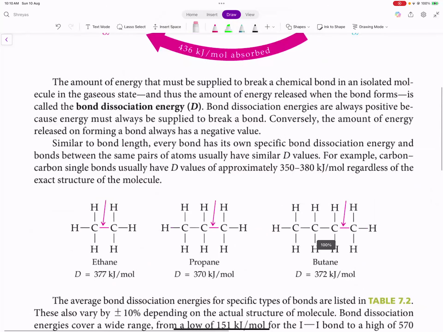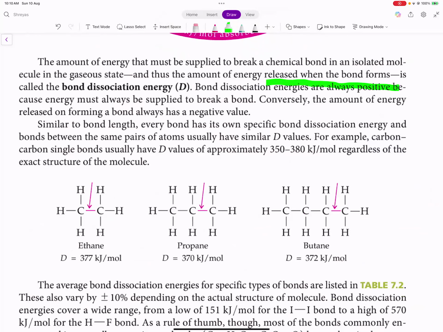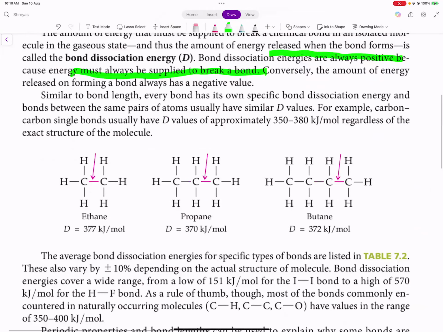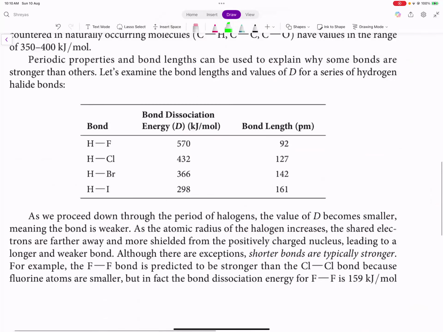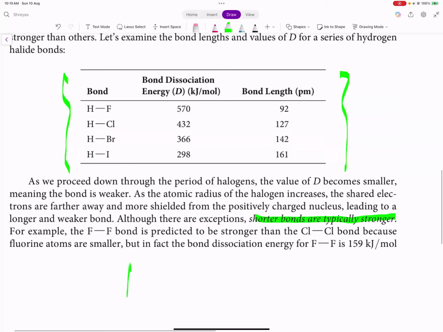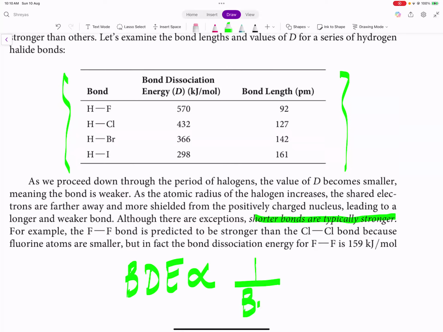Bond dissociation energies are always positive because energy must be supplied to break a bond, right? These bond dissociation energies are listed, and bond lengths are also listed. You can see as the bond length is increasing, the bond dissociation energy is decreasing. Shorter bonds are typically stronger. So bond dissociation energy is inversely proportional to bond length.